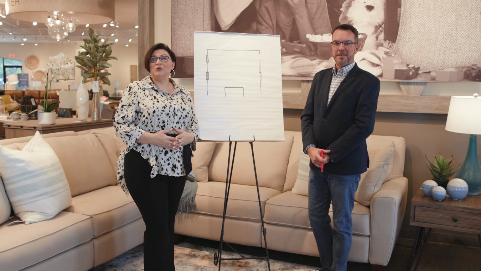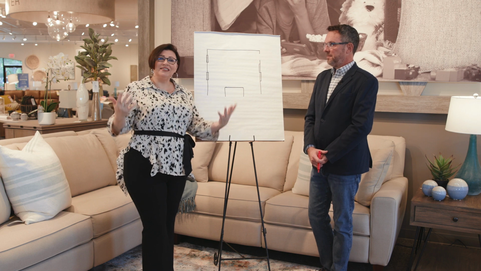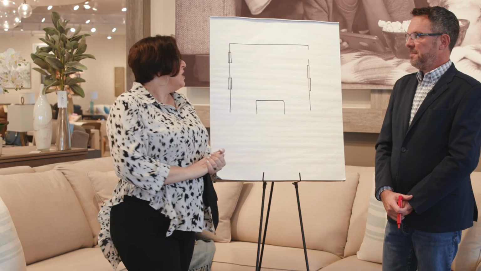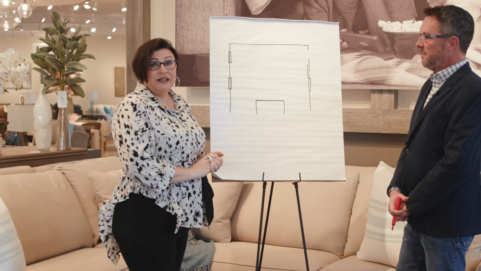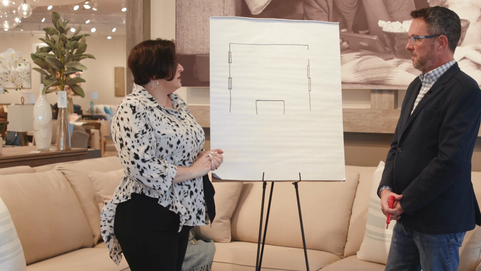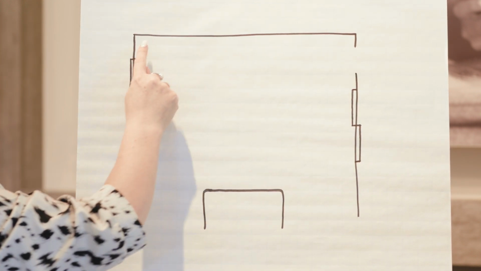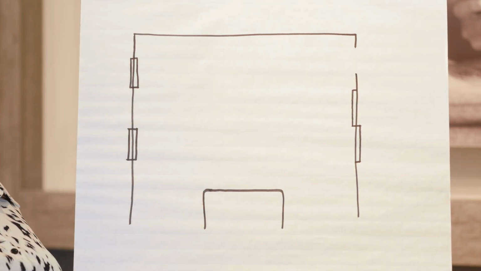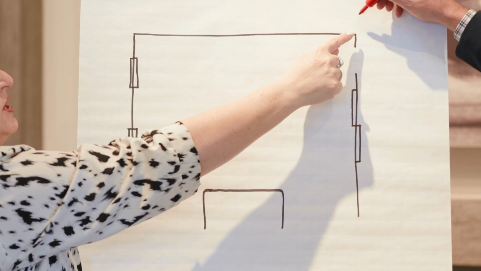Today we're going to show you how to measure your space so you can bring it into us and let us help you design. Taking a look at this floor plan here, this is a pretty standard floor plan, something we see quite a lot of. We're going to start here at this top wall. Up here we have a solid wall, so very straightforward. We're just going to measure from one corner to the other.